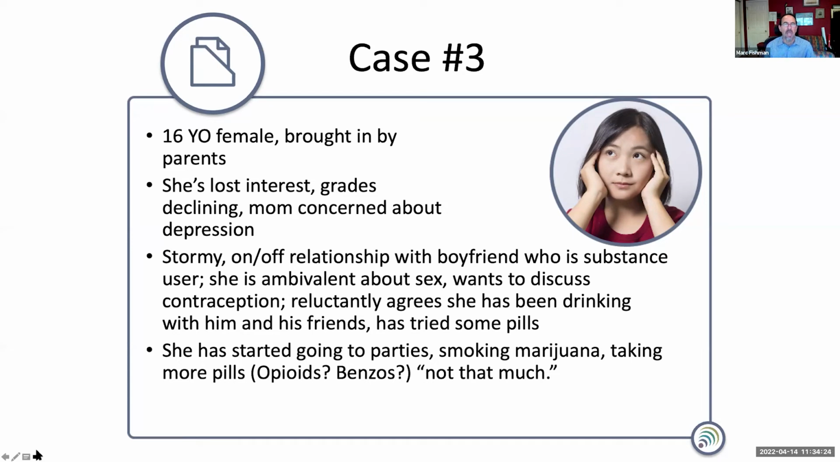And you screen, and she tells you reluctantly that yes, she has been drinking with him and his friends, and on several occasions has tried some pills. You learn more over time. She's been going to parties and smoking cannabis, and there's been pills. Are they opioids, benzos? We could discuss alternative scenarios based on what the substances are. But again, she's relatively pre-contemplative about that problem. It's not that much, it's no big deal. But I wanted to emphasize a couple of points here. One is similar to the point we made before about the young woman seeking care for depression.